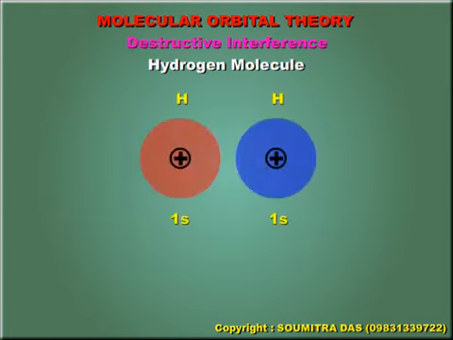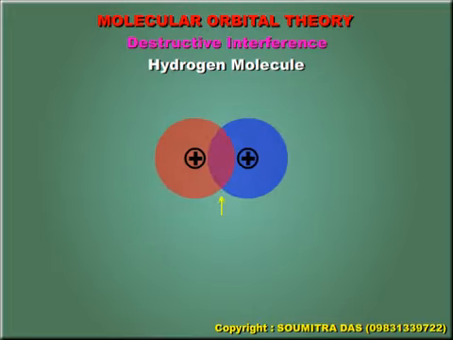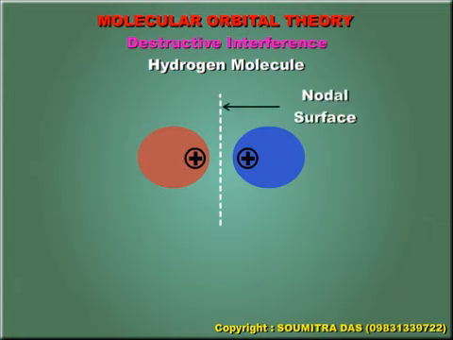When the two atomic orbitals are out of phase, say one is red, that is positive phase, and one is blue, that is negative phase, when they combine, this portion vanishes. The molecular orbital formed is like this and is known as sigma asterisk 1s, where asterisk means anti-bonding. This molecular orbital has a blank space in between the nuclei, where there is no probability of finding an electron, and is called a nodal surface.